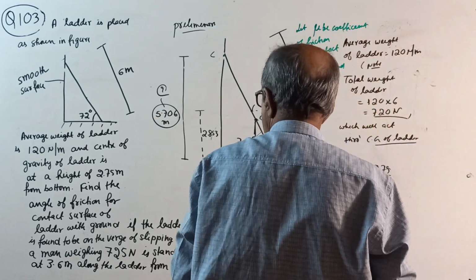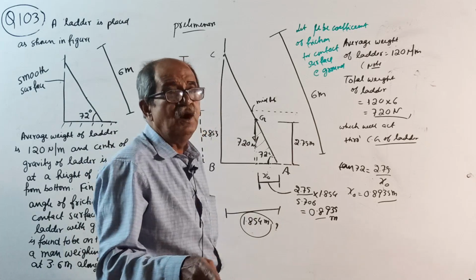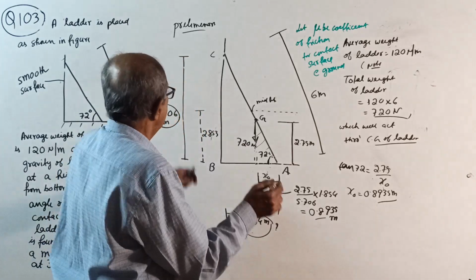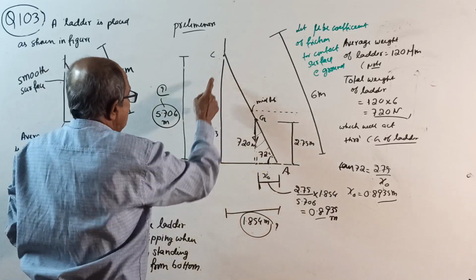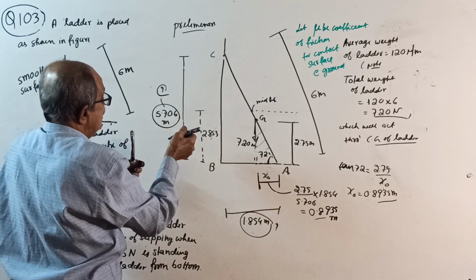Someone will say, sir, they don't want mu, they want the angle of friction. I told you earlier, if they want the angle of friction, we will do it later. Now, right here, they have told us this is a smooth surface.